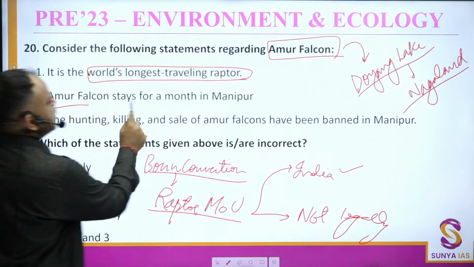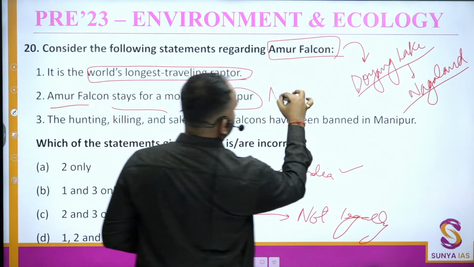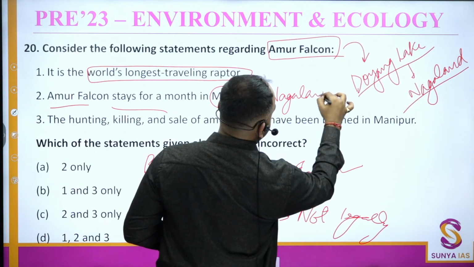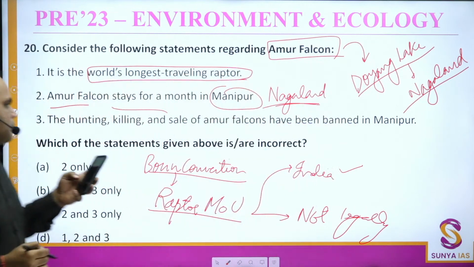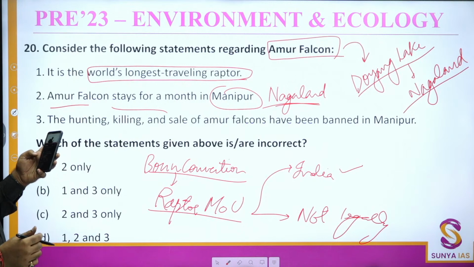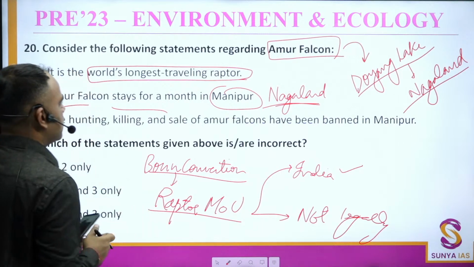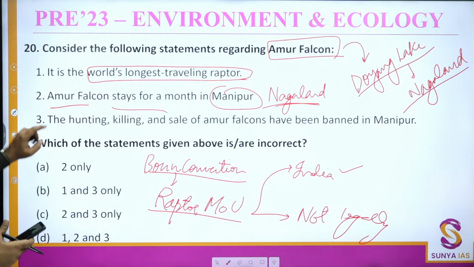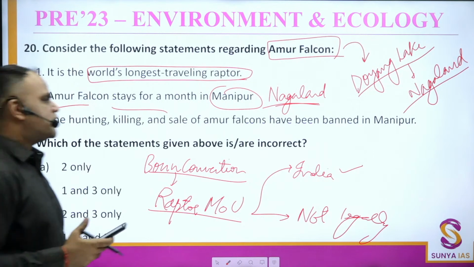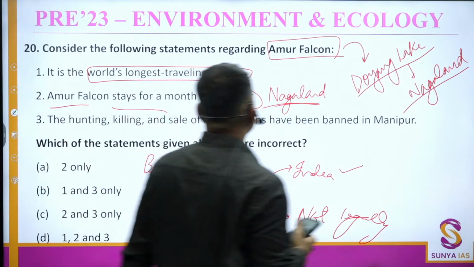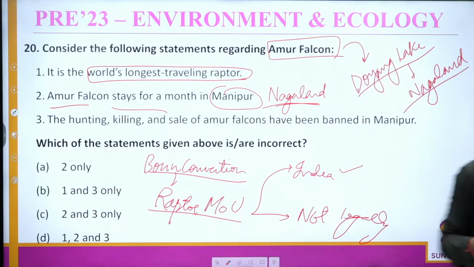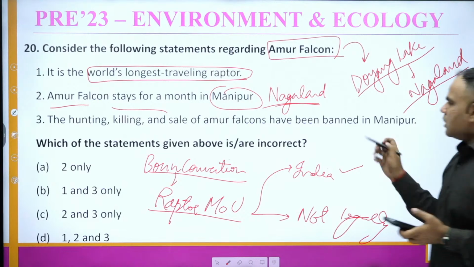Second, Amur falcon stays for a month in Manipur. No, it actually stays for a month in Nagaland, in the Doyang Lake. Okay, somebody has mentioned Loktak Lake. We will also see questions on Loktak Lake as well, but Loktak Lake is not very relevant here. The hunting, killing and the sale of Amur falcons has been banned, basically in Manipur. So in this question number 20, the hunting, killing, etc. of this has actually been banned in Manipur.